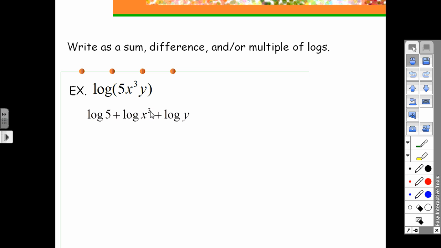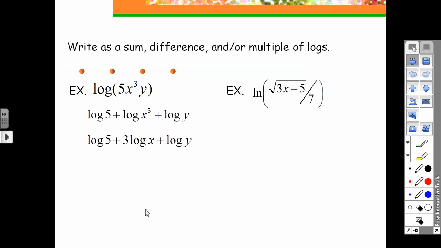The last little simplification I can do is since this log had x raised to a power, I can move that 3 in front. And I'm only moving it in front of this log because it's only the x that's being raised to the 3rd power.